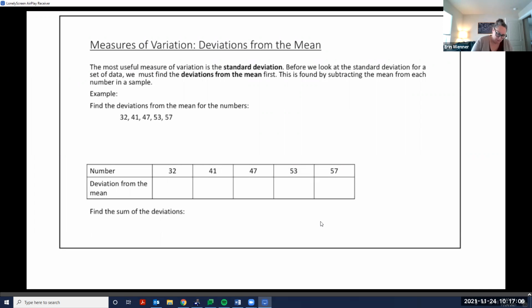So first, I want you to find the mean. We've got this set of data right here. I want you to find the mean of that set of data.